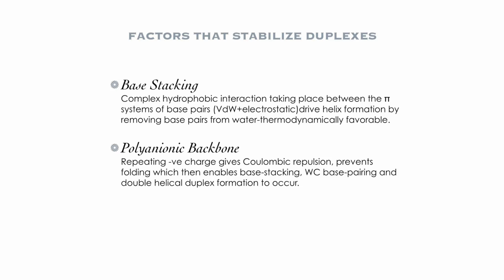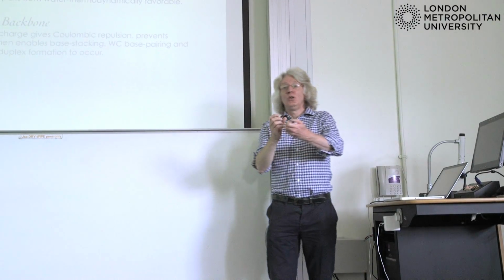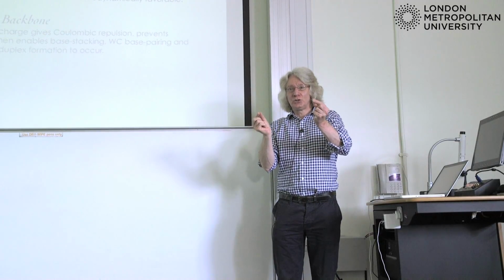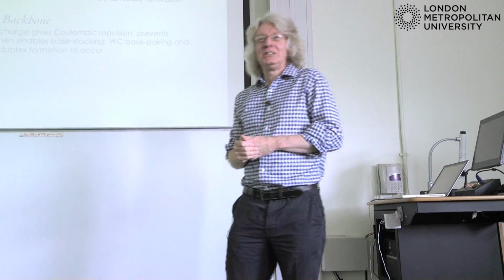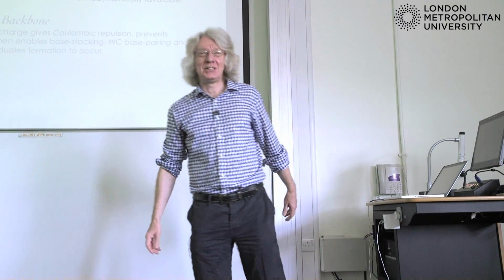And the polyanionic backbone, this is very, very interesting. You've got this repeating negative charge, which is Coulombic repulsion. Where you've got repeating like charges, remember, they repel. Sort of something we learn at GCSE physics, or well, I learned it at O-level physics, but that shows how old I am.